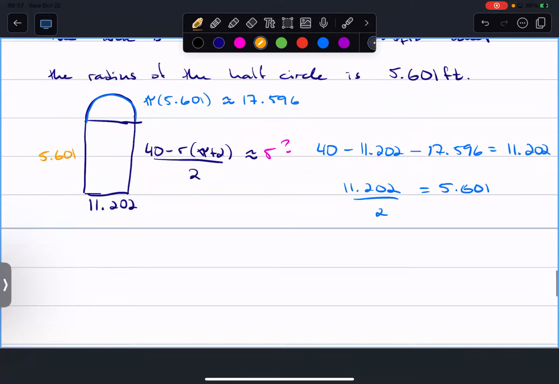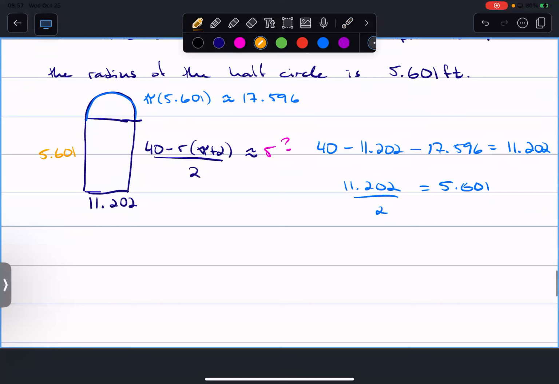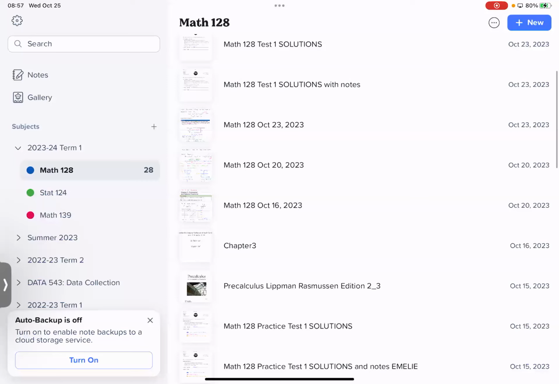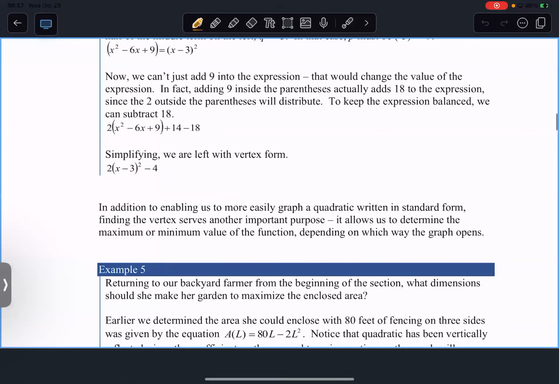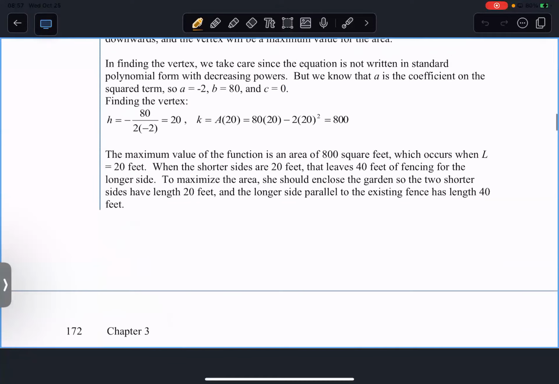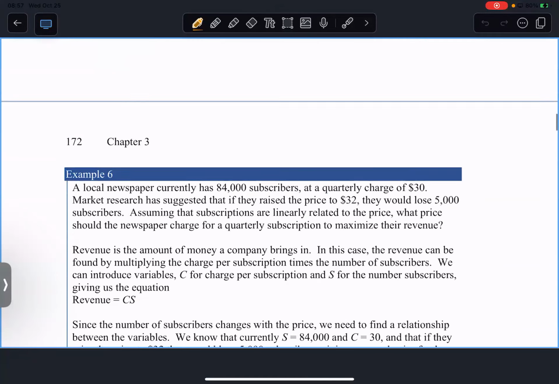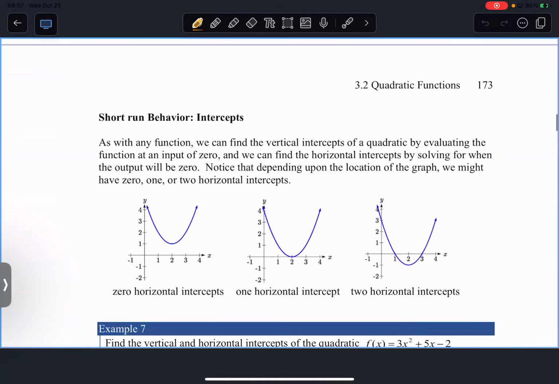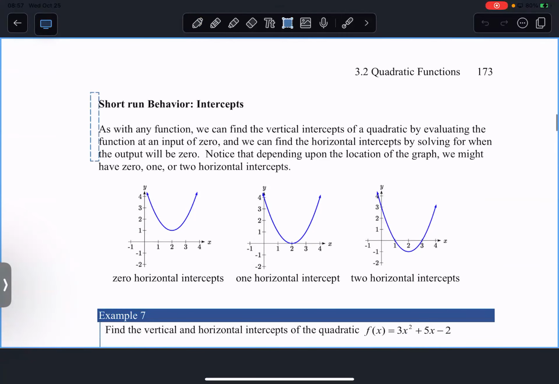Okay. Hit it. If we want to find, it's scrolling around in here.